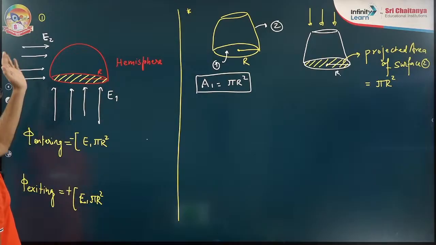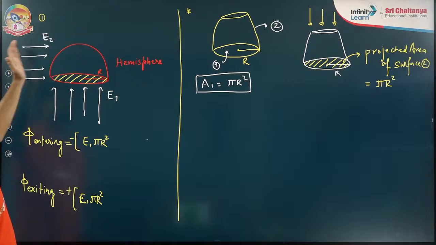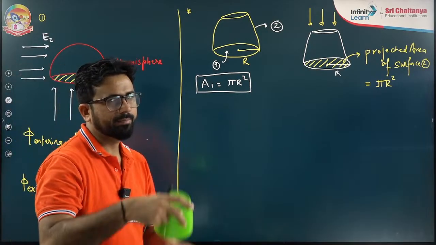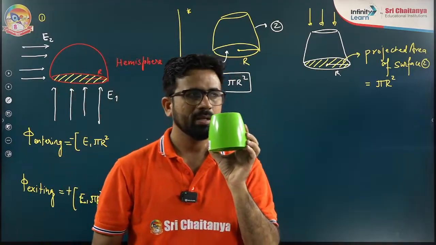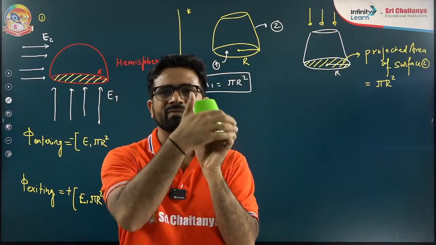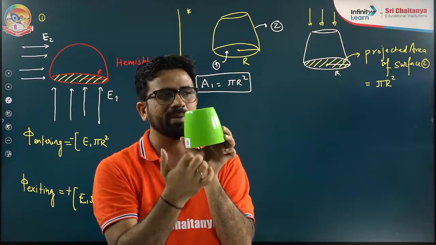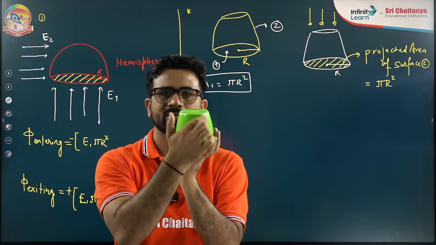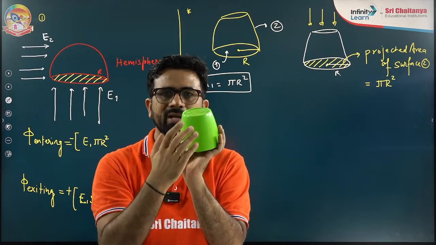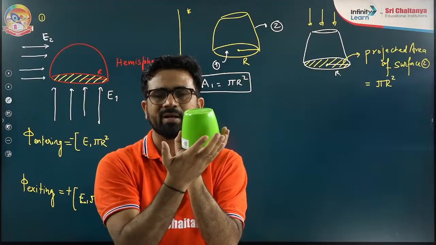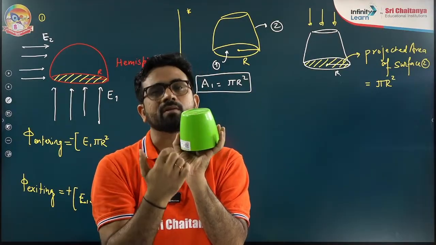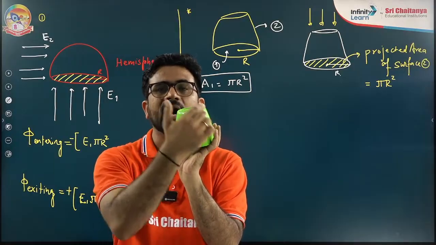How much is due to E2? What is the flux associated with E2? If you see from this side, assuming this is the shape, suppose this is a hemisphere. Try to understand, this is a hemisphere. This is a curve, but if you put the light from this side, the shadow would be formed only in the half circle.